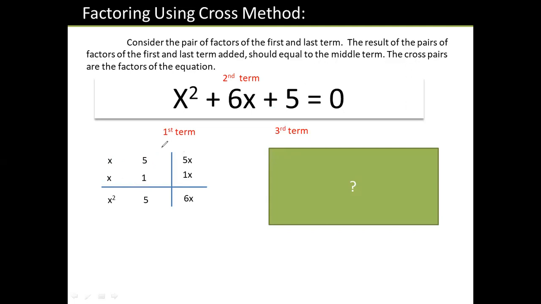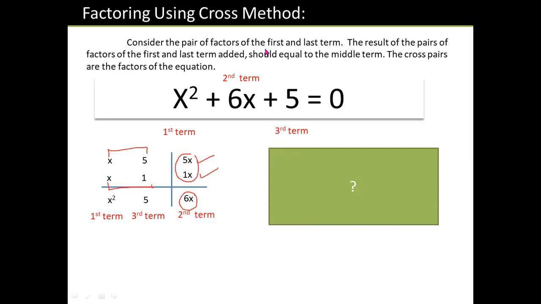So when we get the second term, we pair. x times 5 is 5x. x times 1 is 1x. So when we combine, 5x plus 1x equals 6x. So therefore, we now have the first term, the third term, and we already get the second term, which is 6x.